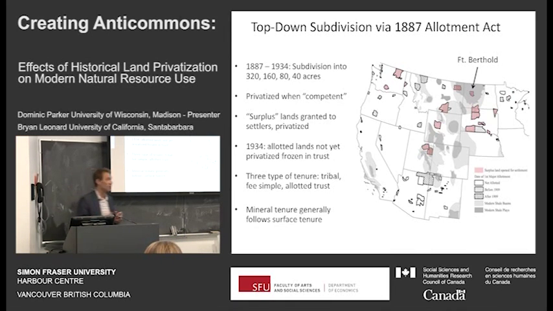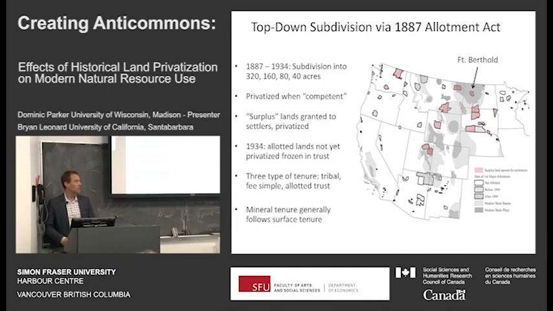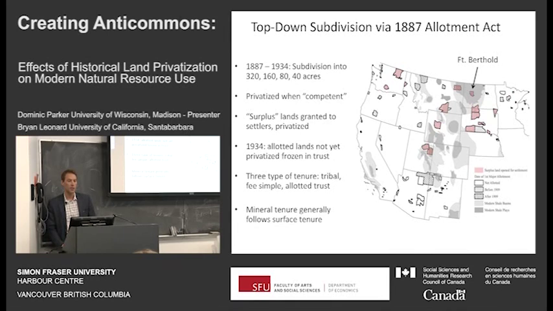Some of them are squares, some of them are more rectangular, which is actually important. We'll tell you why later. Land is privatized when the allottee was deemed competent. These surplus lands, after all the land was subdivided and privatized, whatever was left over was open for homesteading settlement, as you heard earlier. Importantly, in 1934, the allotted land that was not yet privatized was frozen into trust.